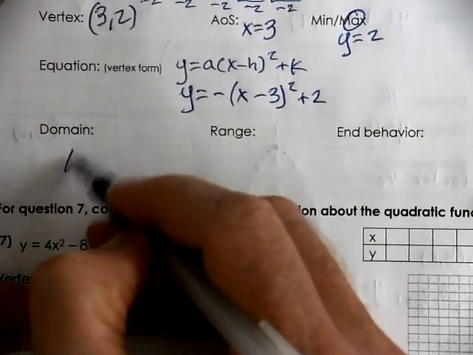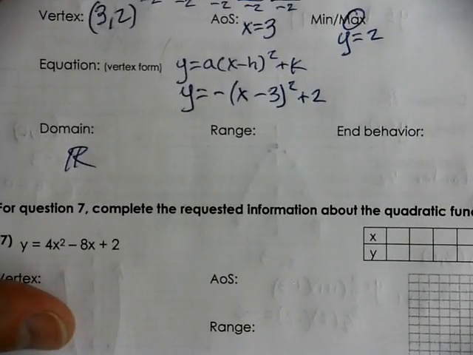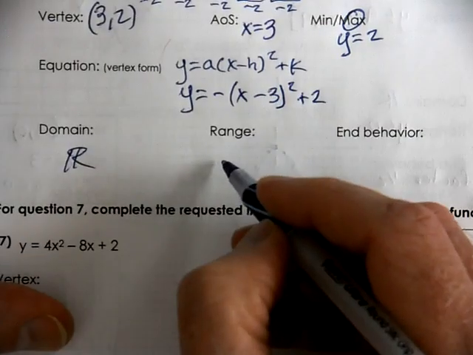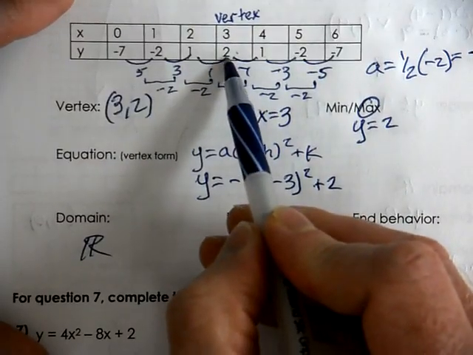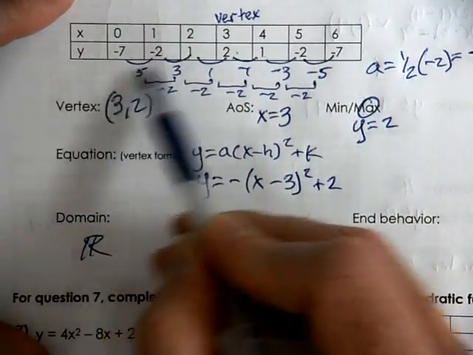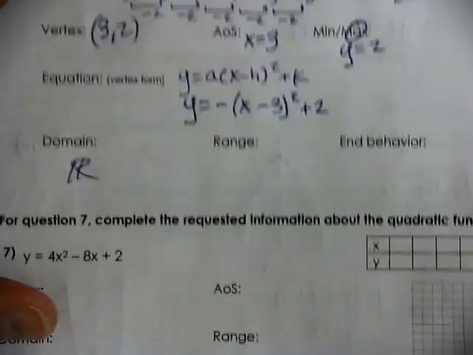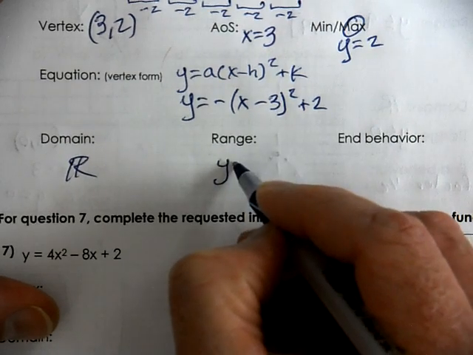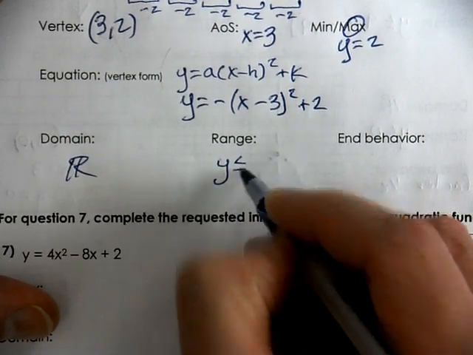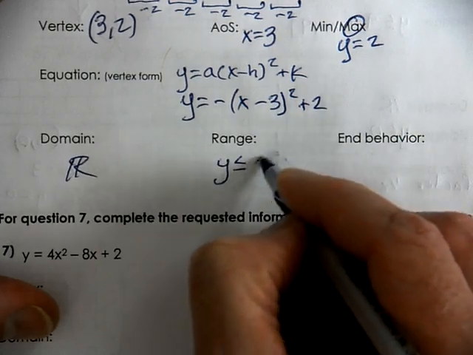The domain for every quadratic is all real numbers. The range, notice that the points from the vertex are getting smaller and smaller to the right and to the left, so it has a high point. That means the y values are getting smaller or less than the 2.